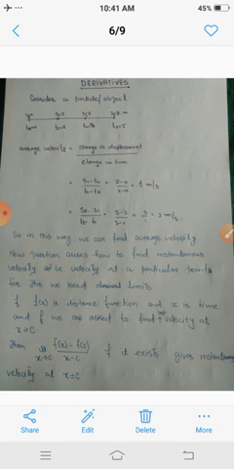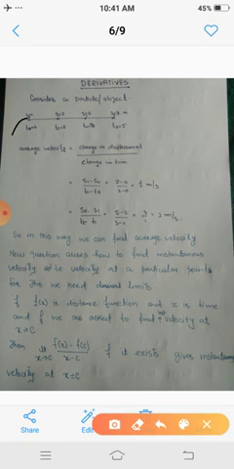Now consider a particle or object moving from, suppose, point A to another point, where distance and time data is given. When time is 0, distance covered is 0. When time is 2 seconds, that is t1, distance covered by this object or particle is 2 meters. Similarly, at time t3 equals 5 seconds, distance covered by this particle is 9 meters.